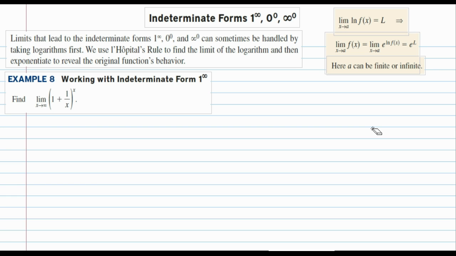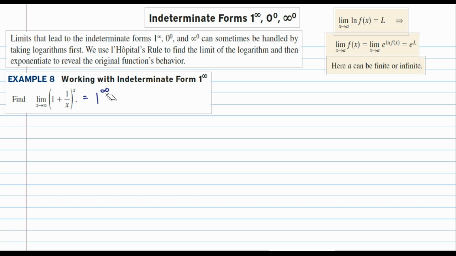We're going to work with the indeterminate form 1 to the infinity here in example 8. So we're going to find the limit as x approaches infinity of 1 plus 1 over x, to the x. Well, if I plug in or think about what happens as x approaches infinity, I have 1 plus 1 over infinity. 1 over a really large number is 0. So 1 plus 0 to the infinity, 1 to the infinity.